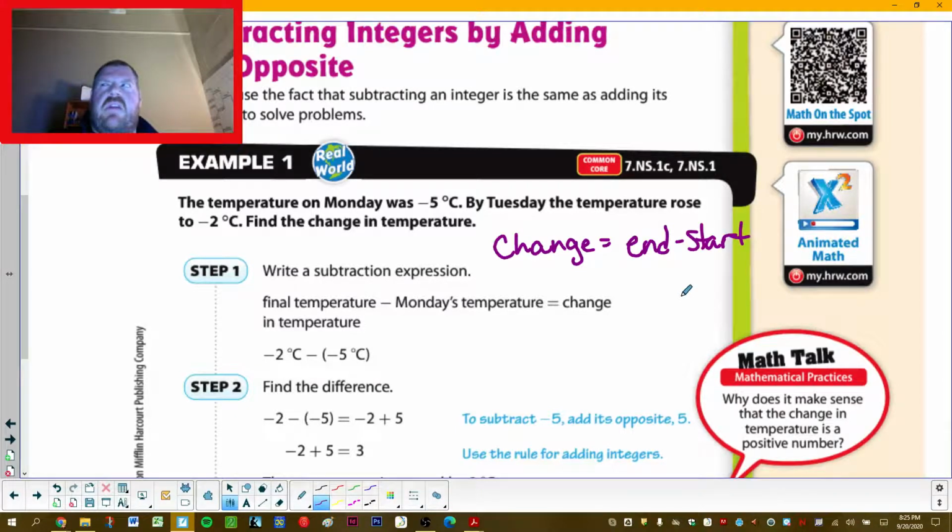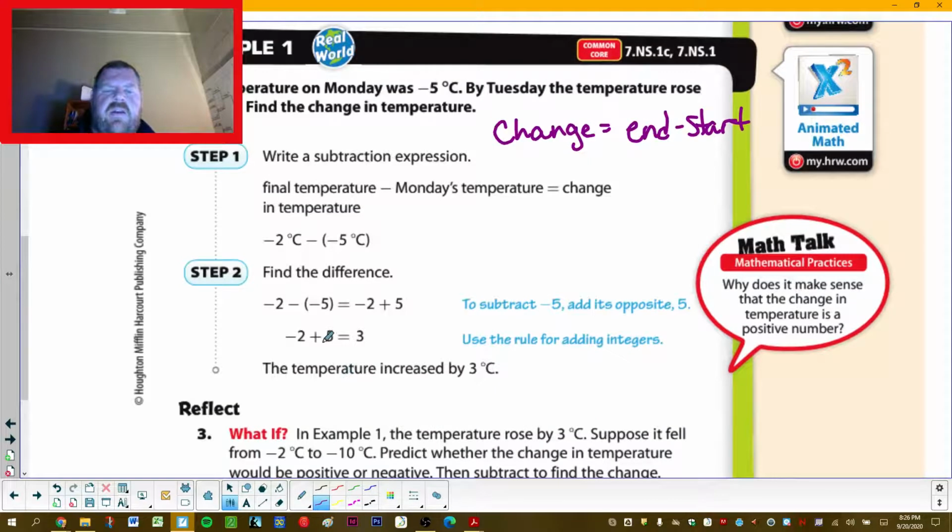Okay, but let's think about this. What kind of a change are we getting here? Is it a positive change or a negative change? I think it should be a positive change because the temperature is going up. So the final temperature is negative 2 minus negative 5, so we write that as adding the opposite, negative 2 plus 5, and then we use our rules for adding integers with different signs: subtract big minus little and use the sign from the big. 5 minus 2 is 3, and since 5 is positive, that 3 is positive. So the temperature did go up by 3 degrees.